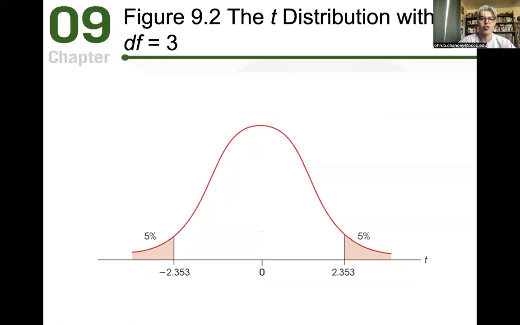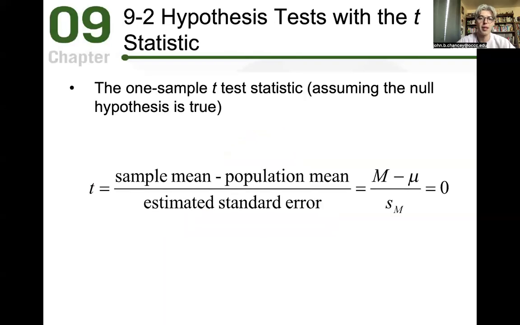So this would be a t distribution with degrees of freedom of 3. We have our critical values of negative 2.353 on the left-hand side, positive 2.353 on the right-hand side. When we compute the t statistic using the formula I just showed you, any values that fall into either of these darkened areas mean we reject the null hypothesis.